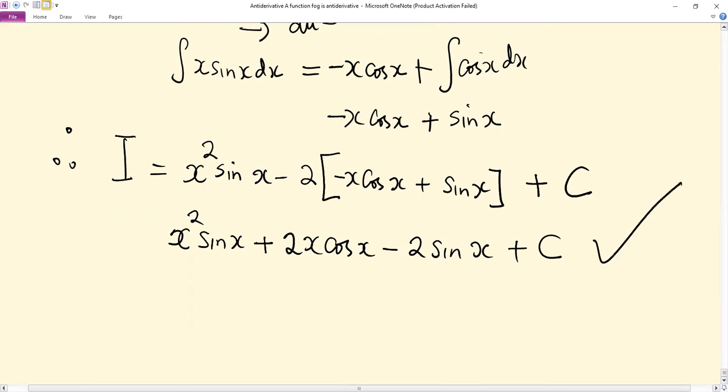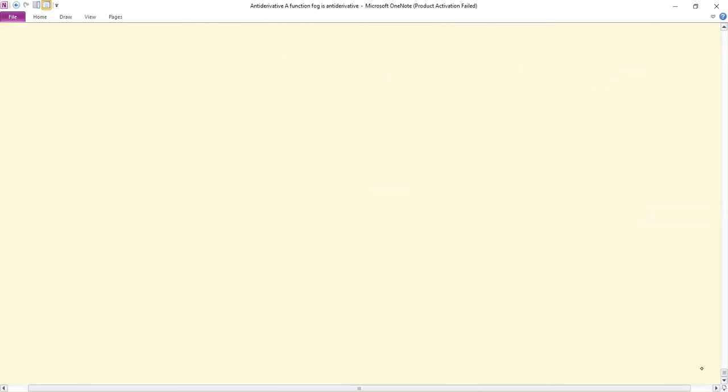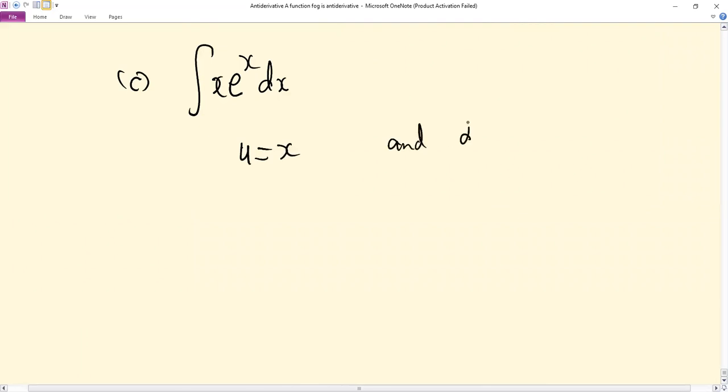So this is the solution. And then part C, we are to integrate x e raised power x dx. Now, you let u to be x, and dv to be e raised power x dx. Remember, the formula is integral of u dv equals uv minus integral of v du.